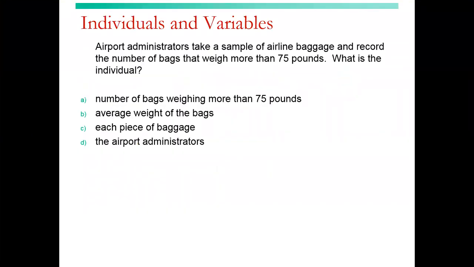Airport administrators take a sample of airline baggage and record the number of bags that weigh more than 75 pounds. What is the individual? The individual is each piece of baggage. Each piece of baggage is the thing that we're gathering data on.